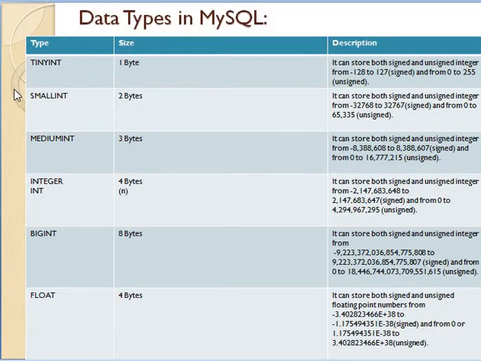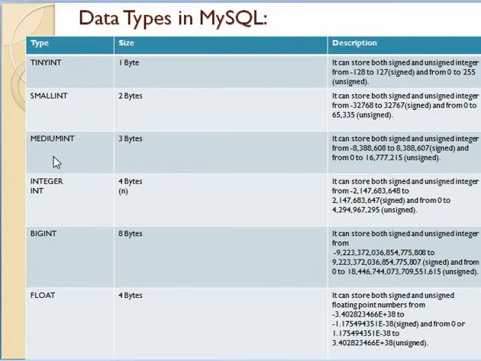That is, with the help of this data type, smallint, it can store 16 zeros or ones. It can store both signed and unsigned integers from -32768 to +32767, which is signed, and from 0 to 65535, which is unsigned.